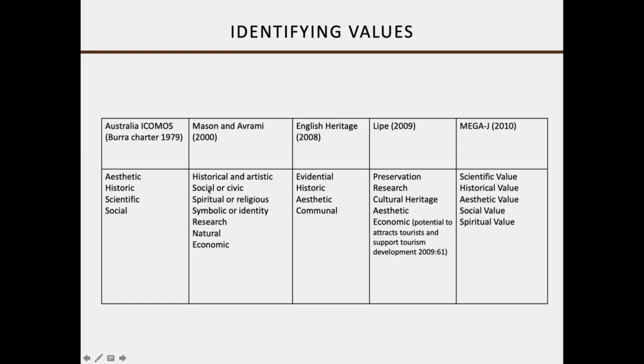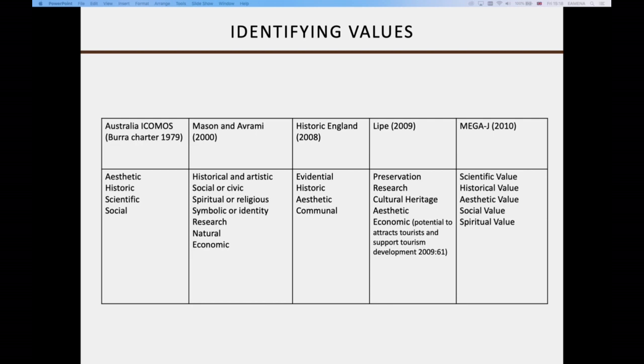Next is from an important work done by Randall Mason and Erica Avrami in 2000, which puts value assessment at the core of heritage management. In their work, they identified these categories of historical, artistic, social, civic, spiritual, religious, symbolic, identity, research, natural, and economic as different categories of values.